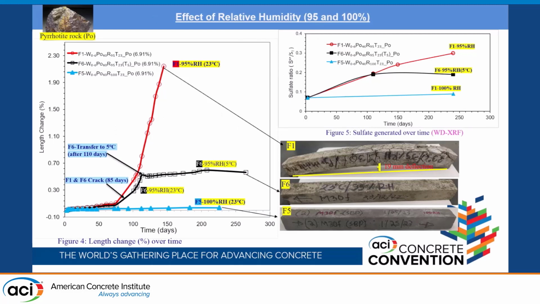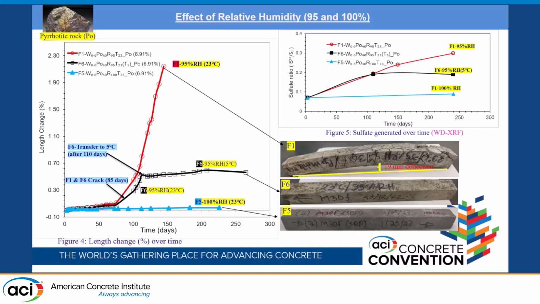Effect of relative humidity between 95 and 100%. Here in figure 4, 3 sets of mortar specimens, F1, F6 and F5, are cast with pyrrhotite rock having total sulfur content of 25.5%, but the total sulfur content in the mix is 6.91%. 2 specimens, F1 and F6, were exposed to 95% humidity and 23 degrees Celsius temperature, and they started cracking after 85 days.